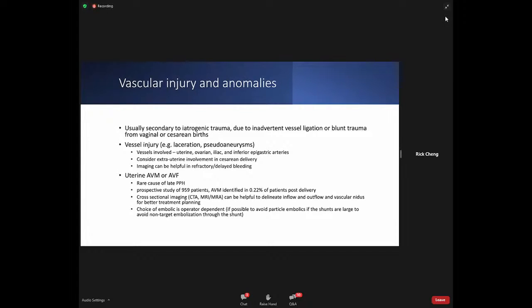Uterine AVMs or AVFs are very rare causes of late postpartum hemorrhage. In a prospective study looking at 959 patients, AVMs post-delivery are only identified in less than 1% of patients. Cross-sectional imaging such as CTA, MRI, MRA can be helpful in delineating the inflow and outflow, as well as the vascular nidus for better treatment planning. In regards to the choice of embolic, it's really largely operator dependent. A lot would choose to use glue, for example. However, maybe one common principle is to avoid small particles, especially if the shunts are large, to avoid non-target embolization through the shunts.